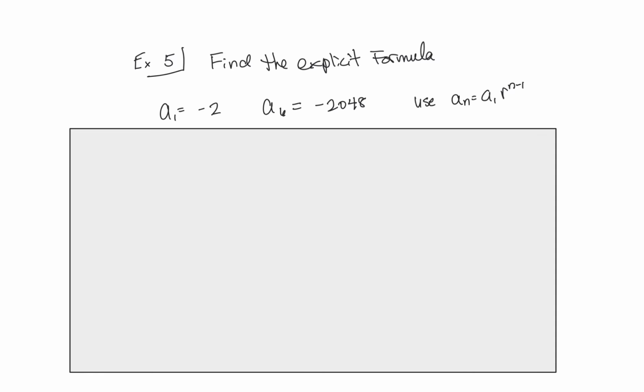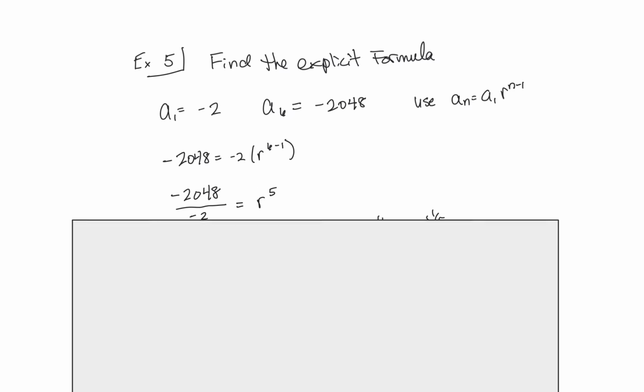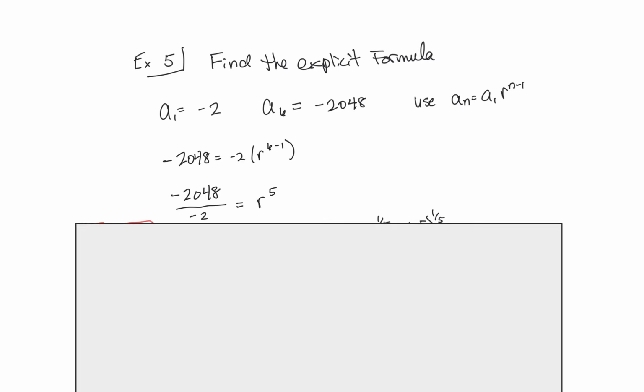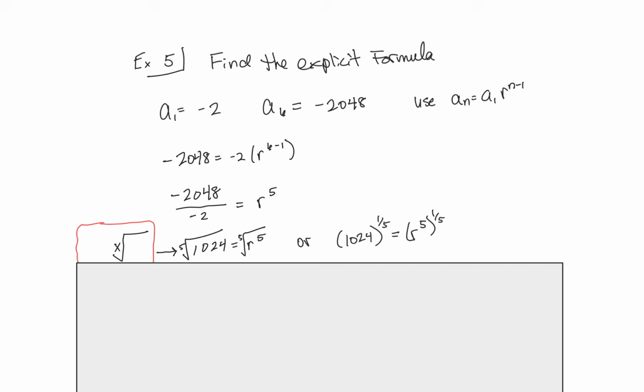So to start with, we're going to just apply that rule and plug in everything. Now, obviously, we have some sort of an exponential situation happening. So first of all, we're going to divide both sides by 2, and then we're going to simplify the 6 minus 1. That's going to give us something like this, right? So we'll end up getting negative 2048 over negative 2. That's going to end up giving me 1024 equals r to the 5th power.